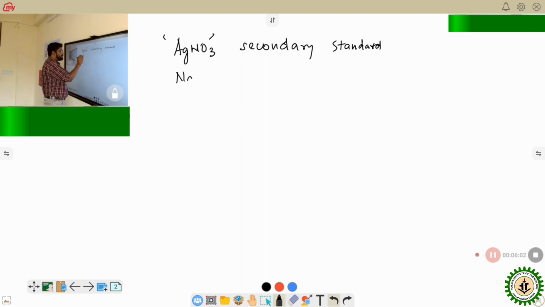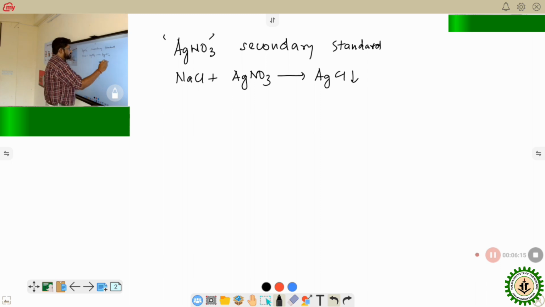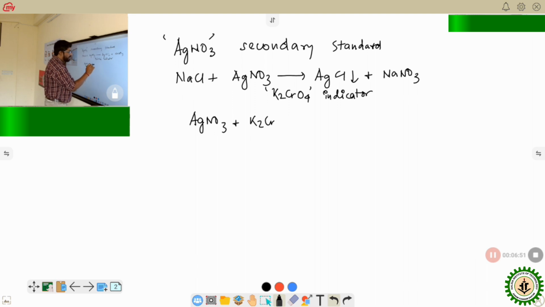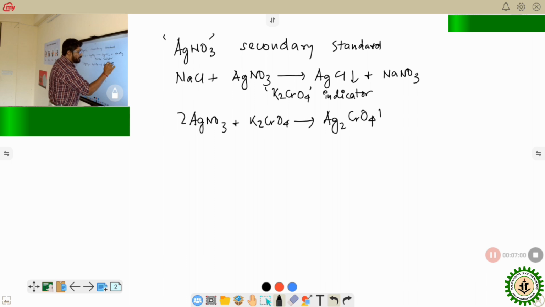Yes, so this will be the reaction for standardization: AgCl will be precipitated, and along with that NaNO3 is formed. Again we are going to use K2CrO4 as an indicator. Now what's the point? When you are using K2CrO4 indicator, silver nitrate can undergo a parallel reaction with K2CrO4. In that reaction, it will produce Ag2CrO4, which also forms a precipitate, but this will be a red precipitate.